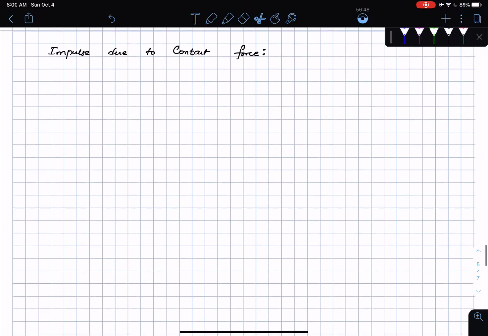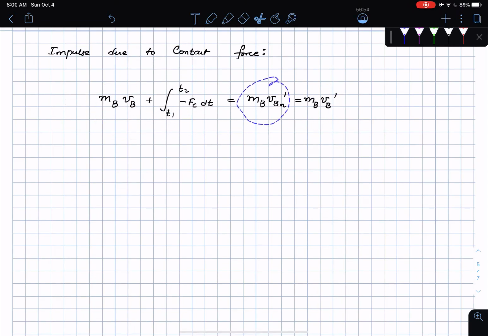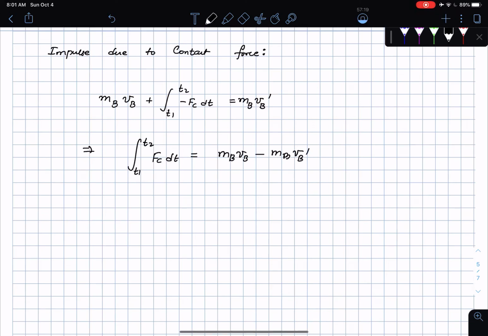This is from the ball. You can take the ball or the bob. It is the same FC. It is just that the direction is different for each of them. So I'm going to cut that off and cut that off as well. Bring this guy down here, cut that off, and then if I rearrange my terms, I'm going to get integral t1 to t2 fc dt is mb vb minus mb vb prime. This is the ball, which means that if I do the substitutions, the integral from t1 to t2 of fc dt is going to end up being the following.